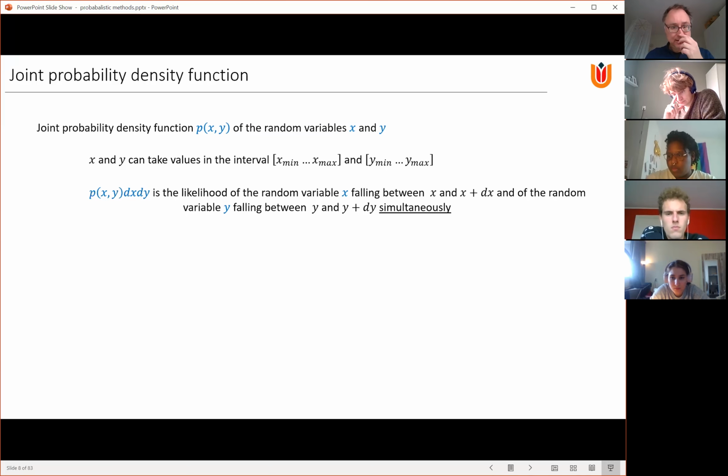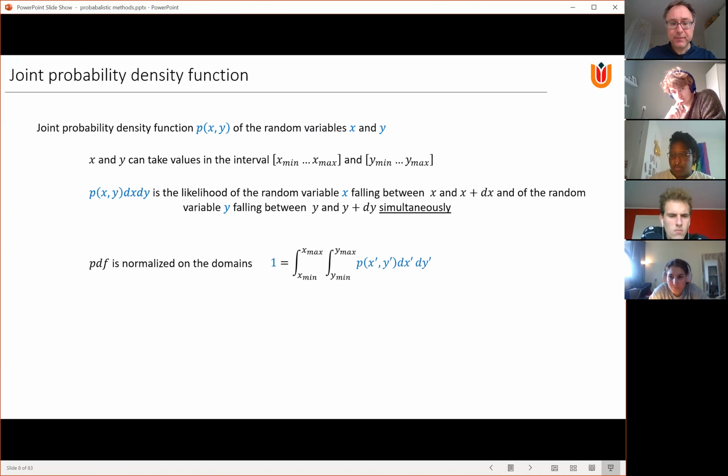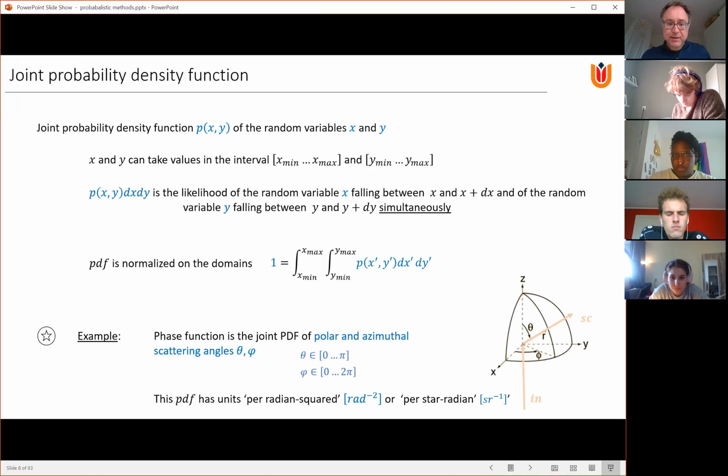So it is really a joint probability that both happen at the same time. This one too is normalized. So if we integrate this over the respective domains, then the answer should be 1 again.